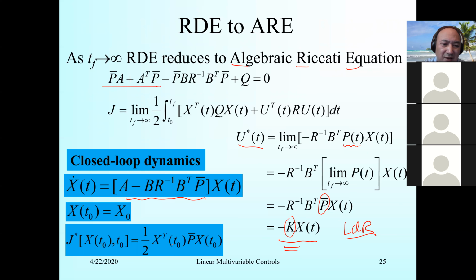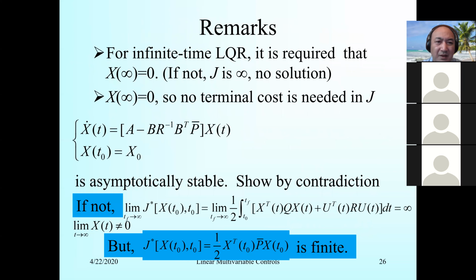This is my closed loop dynamics, and this is my optimal cost. It depends on what your P is and what your initial state is, where you started. And that's very reasonable. So in infinite time LQR, we have to have this one be 0. If this is not 0, then J will be infinity. So we cannot solve this problem. It's not well defined.